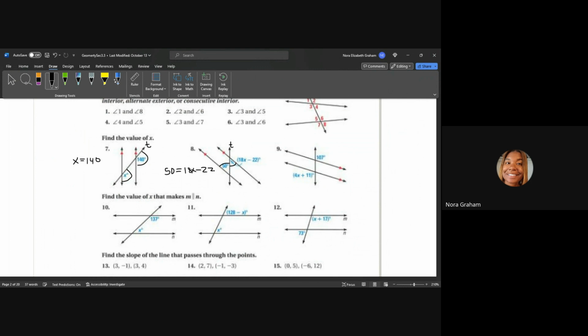I can add that 22 to both sides. When I add that 22 to both sides, I'll get 72 equals 18x. Divide both sides by that 18. Sorry, that's an ugly 18x. And then for this one, you should get x equals 4.